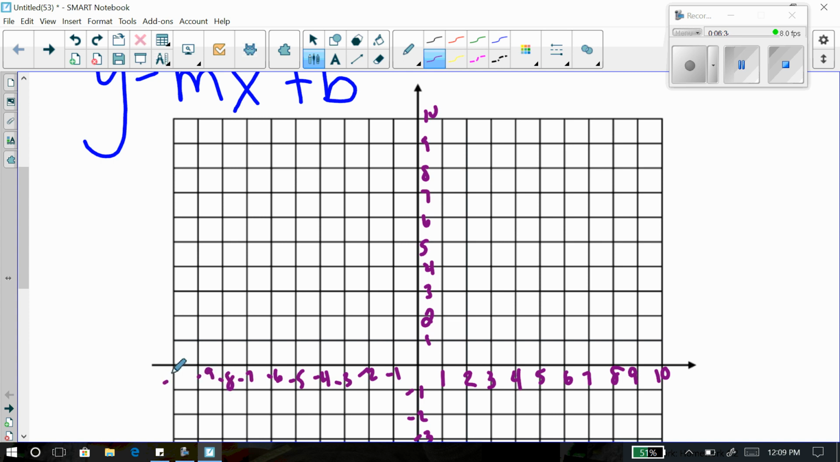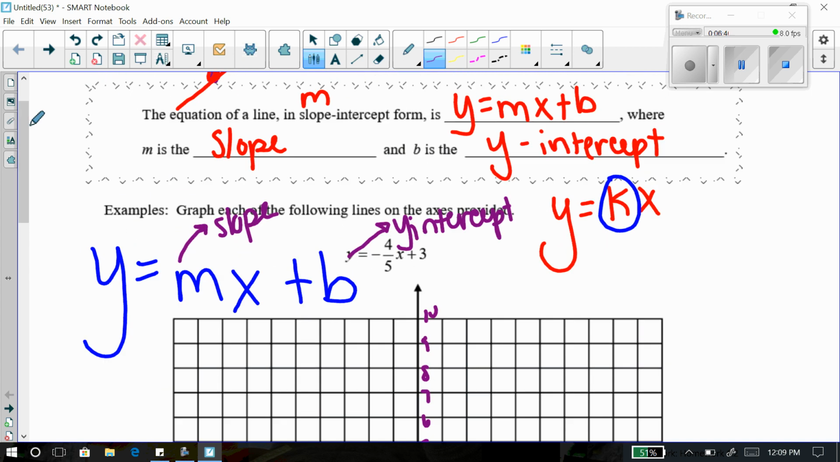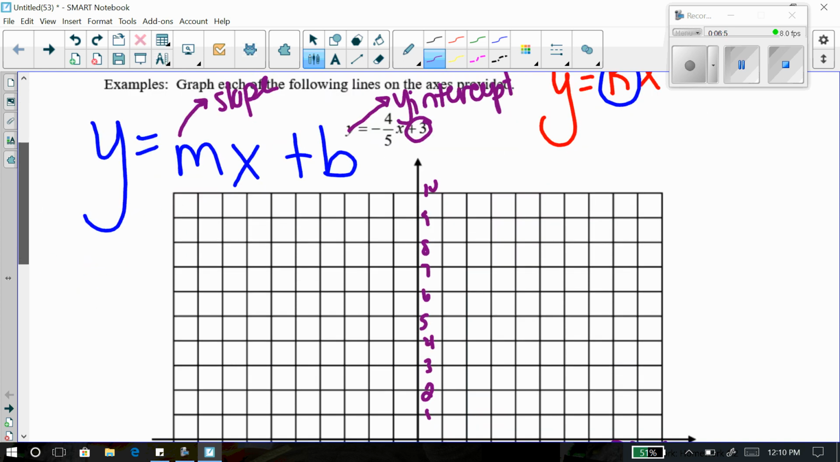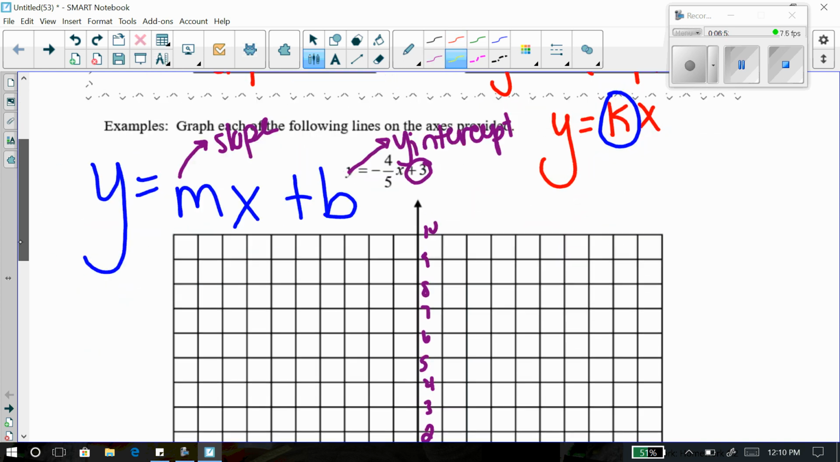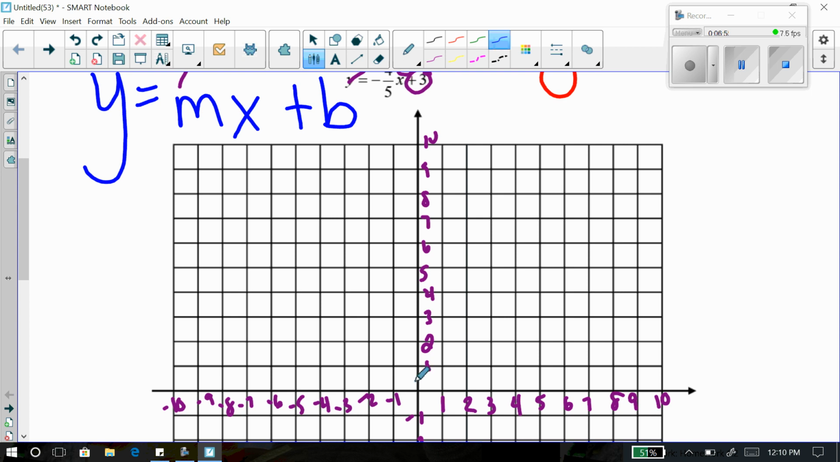So our equation here tells us, again, b is your starting point. If I look at my equation, b is the number that's not with x, right? It's just a number, it's just a point. So this one tells me that I'm starting at +3. Start at +3 and you put a dot.